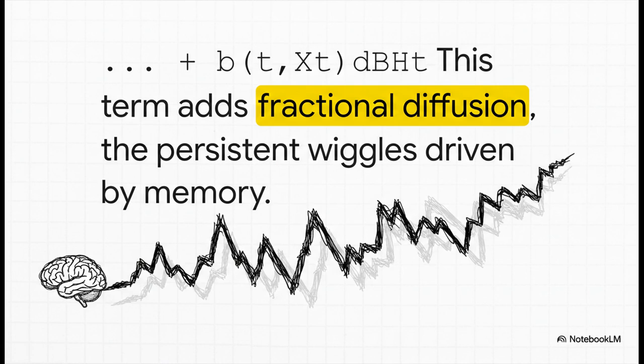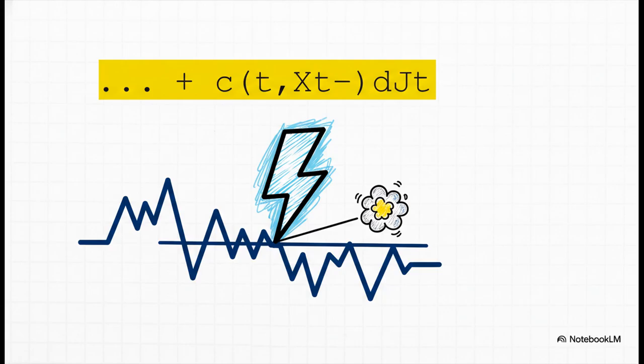The second part, the one that uses our fractional Brownian motion, introduces those persistent wiggles. This is the math that represents the market's memory, making sure that the path it takes is influenced by everything that came before. It's not just a random walk anymore. It's a walk that remembers where it's been. And finally, the shocks. This last term is our teleportation device. It's what accounts for those instant, jarring leaps we see when something big happens.